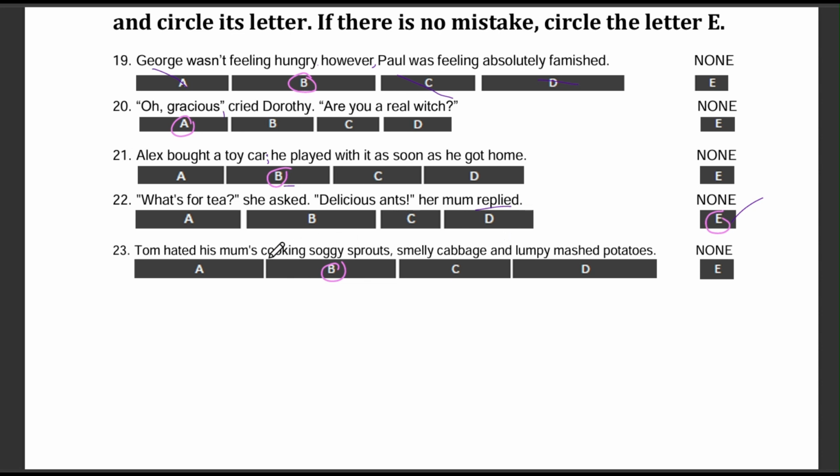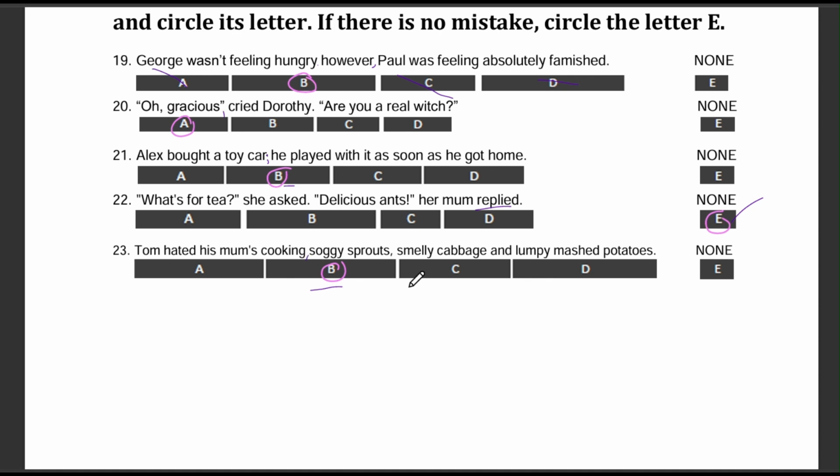Question 23. Find the group of words with the punctuation mistake. Tom hated his mom's cooking: soggy sprouts, smelly cabbage, and lumpy mashed potatoes. Options: A, Tom hated his mom's cooking. B, soggy sprouts, smelly cabbage. C, and lumpy mashed potatoes. D, none. E, no punctuation mistake. Correct answer: B, soggy sprouts, smelly cabbage.